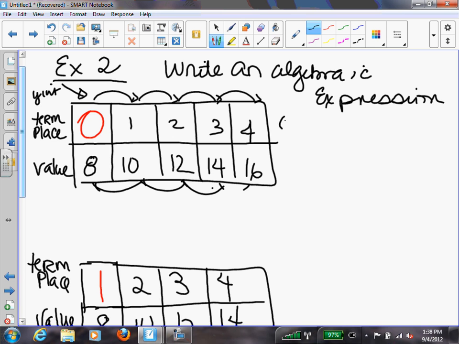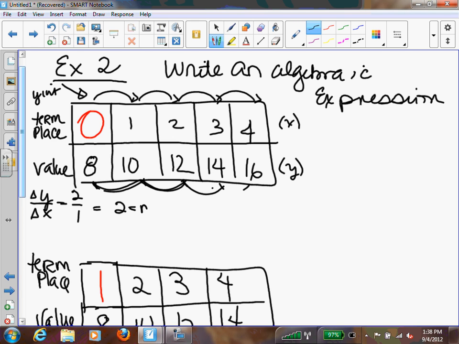Okay, so if we're going to let this be our x value and this be our y value, how do we find slope? It's the change in y over the change in x. We're going up by 2's and we're going up by 1, correct? So my slope is 2. So y is equal to 2x, and do we know what the zeroth term is? When x is 0, what's y? 8. So there's the equation of the line.